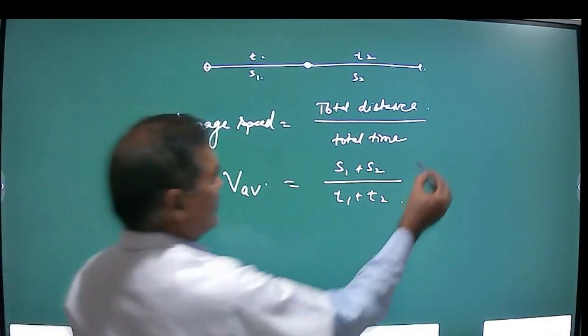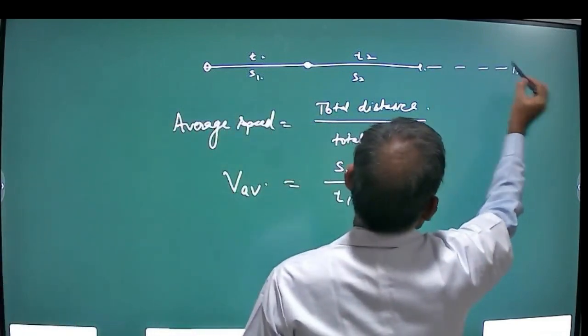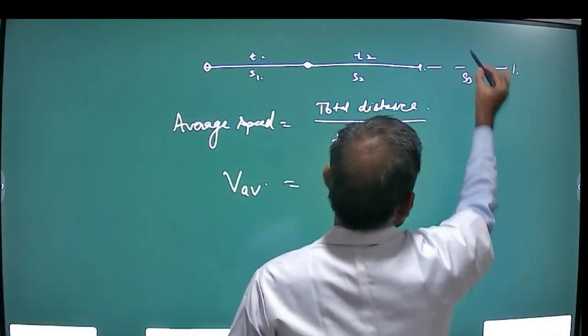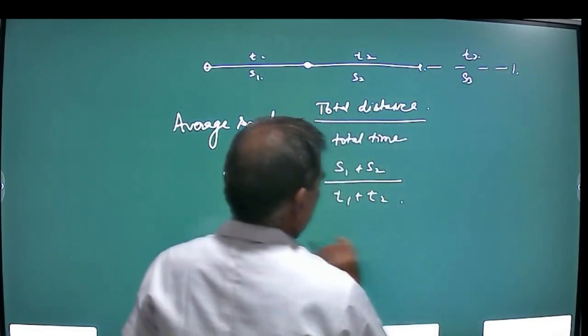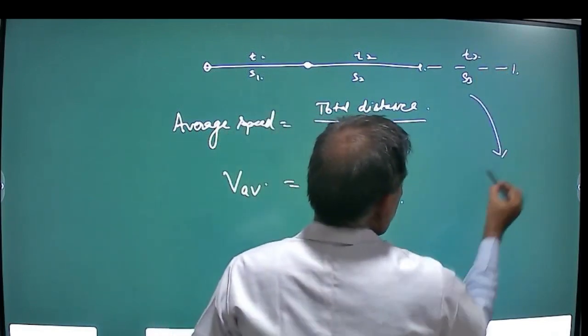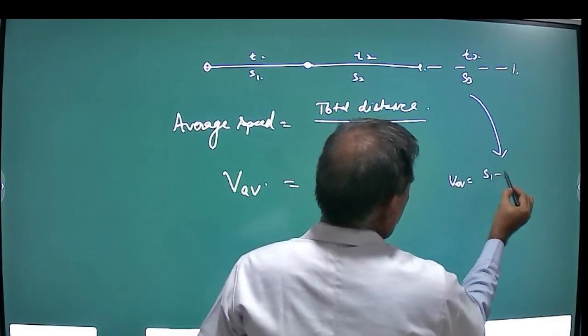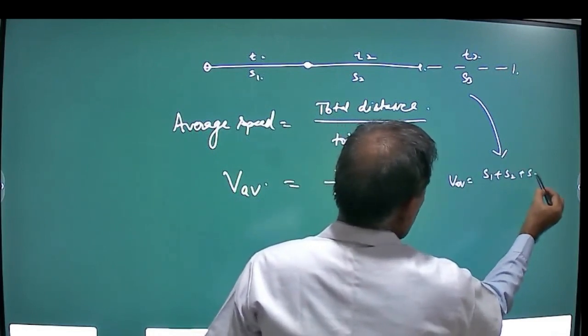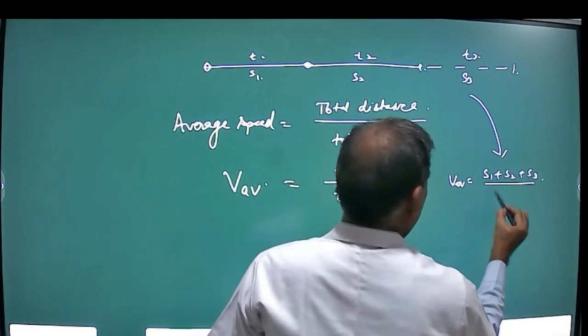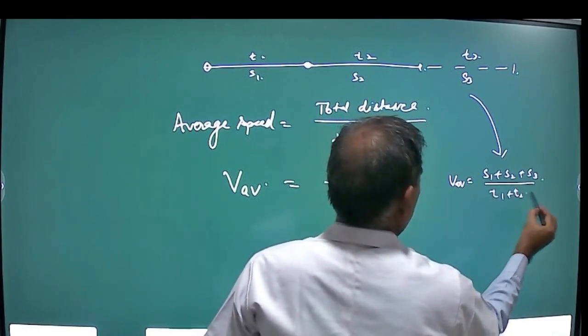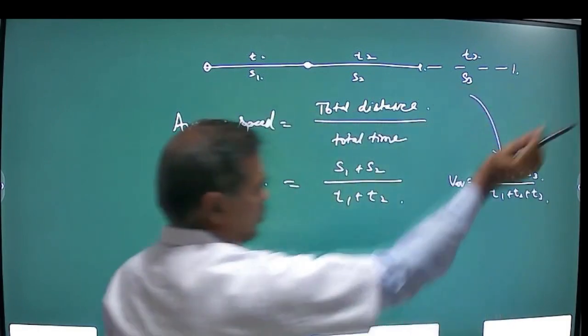If the third part is also there, suppose this is S3 and T3, in that case you will write V average will be equal to (S1 + S2 + S3) divided by (T1 + T2 + T3), and so on.